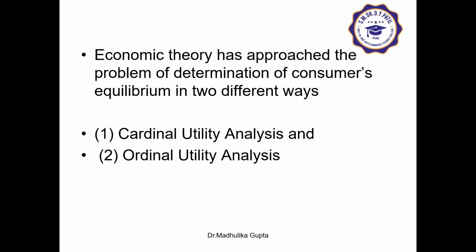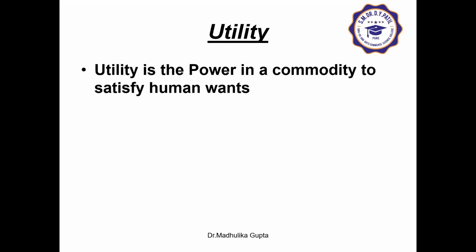Like, take an example, your personal example, right? You think about as a human, what we do, right? So economic theory has approached the problem of determination of consumer equilibrium in two ways, that is cardinal and ordinal, as I told you. So we should examine these two approaches to the study of consumer equilibrium, and in this video we'll understand cardinal utility approach, right?